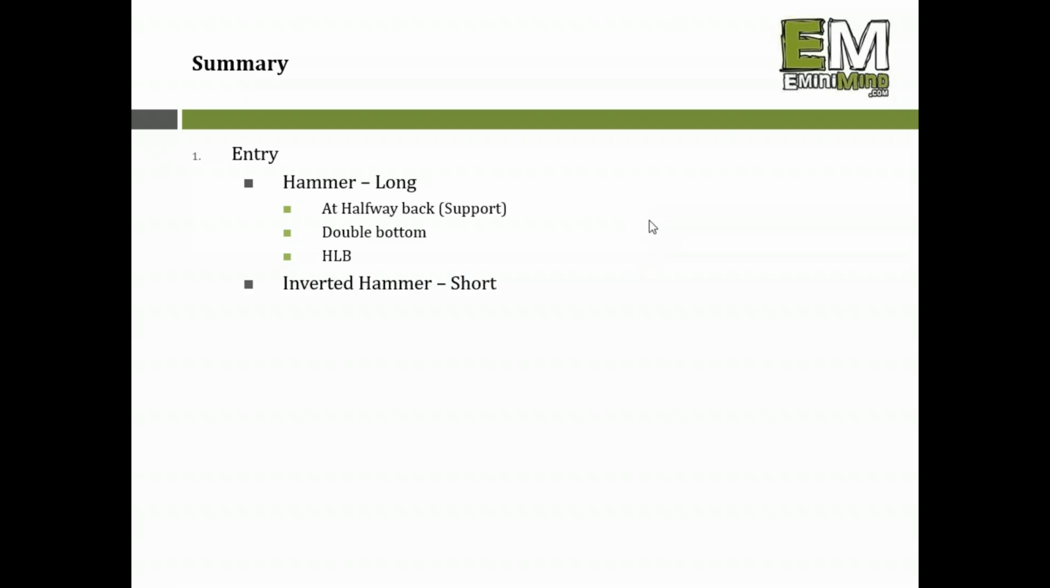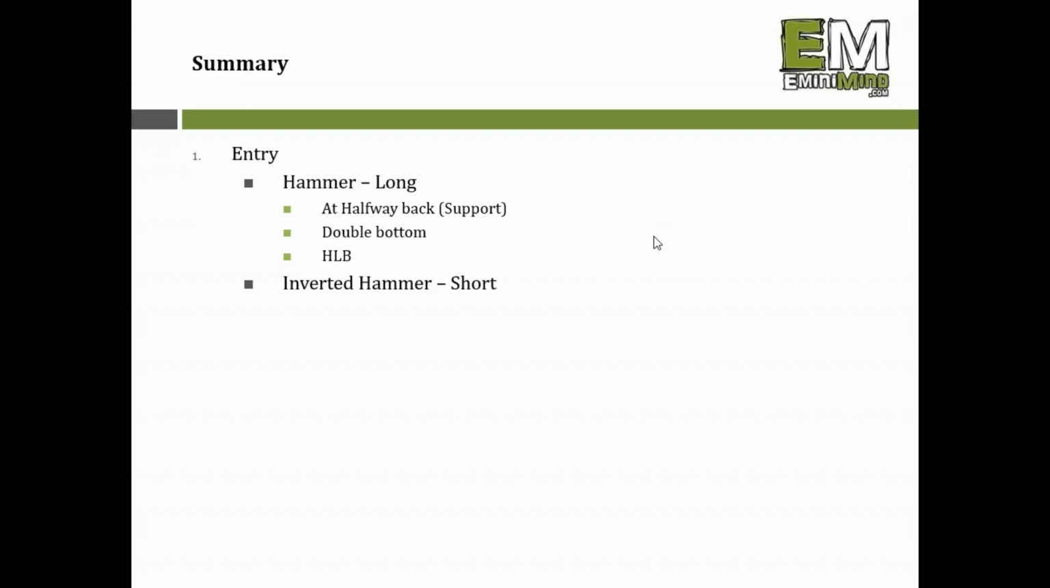So to kind of summarize things here, with the entry candle for hammers, we're looking for longs above hammers, so one tick above the hammer's high. You can look at a halfway back for an entry, a double bottom for a long entry, and that high and low bar is really what you're looking for. The highest price of the lowest bar in the pullback is your entry.